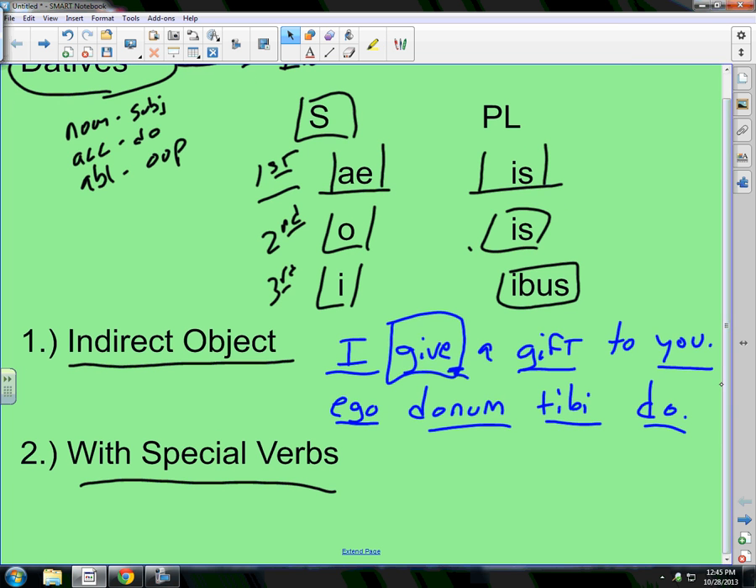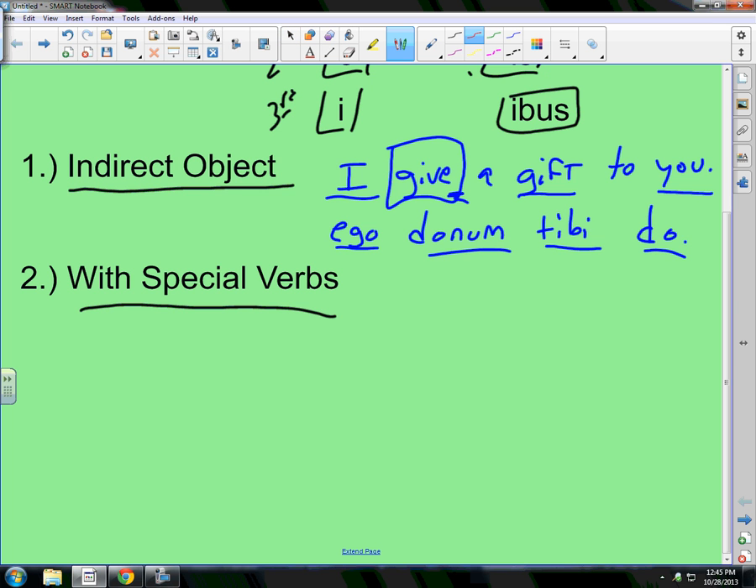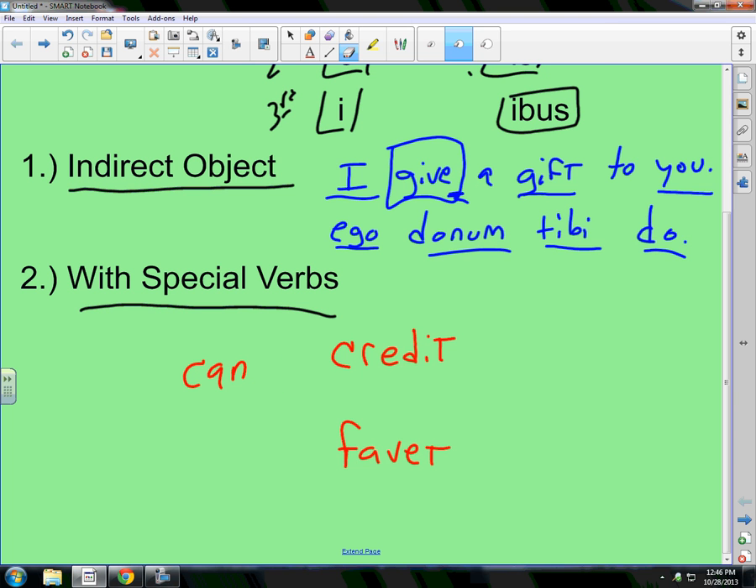We also have special verbs. The ones that we dealt with in this chapter are credit and favet. Both of these verbs, when you trust someone or you support someone, you're going to do it in the dative case. I don't trust a dog and put it in the accusative. I don't do that. When I trust the dog, I want to trust it in the dative. That's the third declension dative ending.